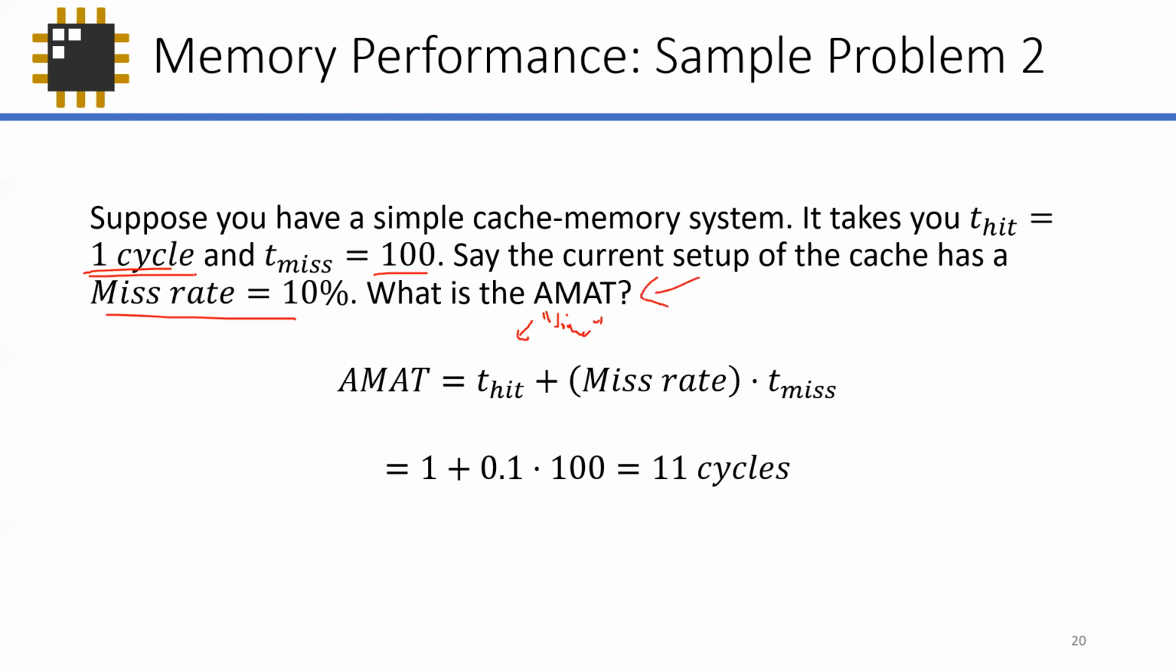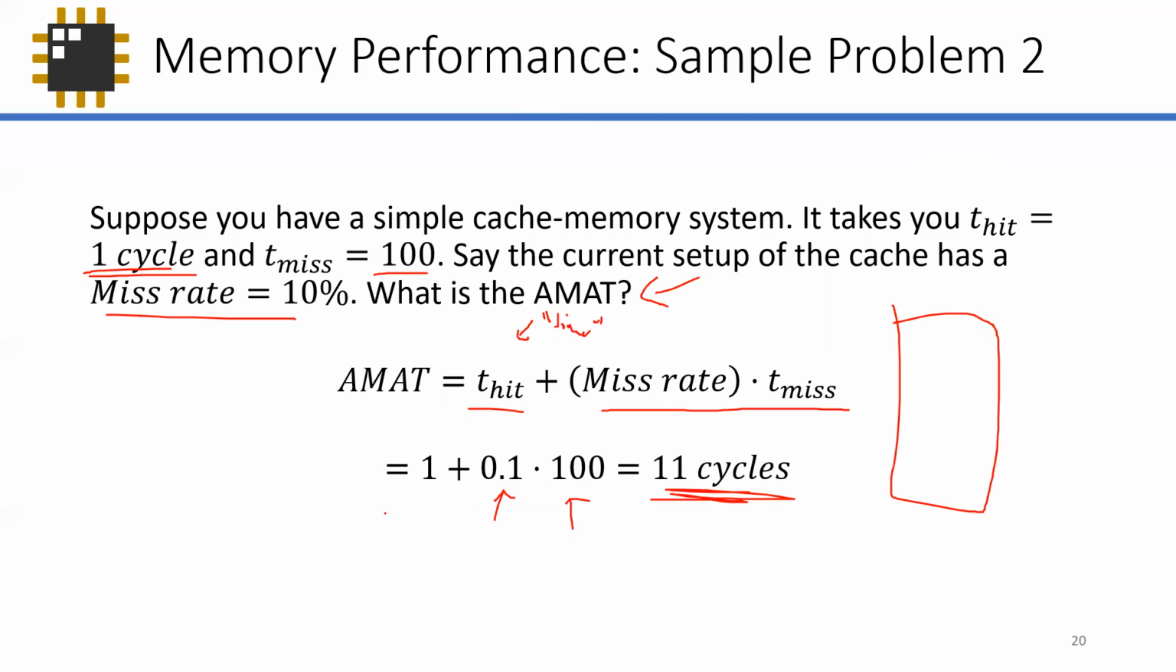Simple, right? You add one cycle for all the hits you're making on average, and then you multiply the miss rate by how many cycles it takes on average when I make a miss. So you multiply 10% times 100 cycles. All in all, my average memory access time, if I'm accessing an infinite amount of data, is around 11 cycles on average. It's a statistical method.